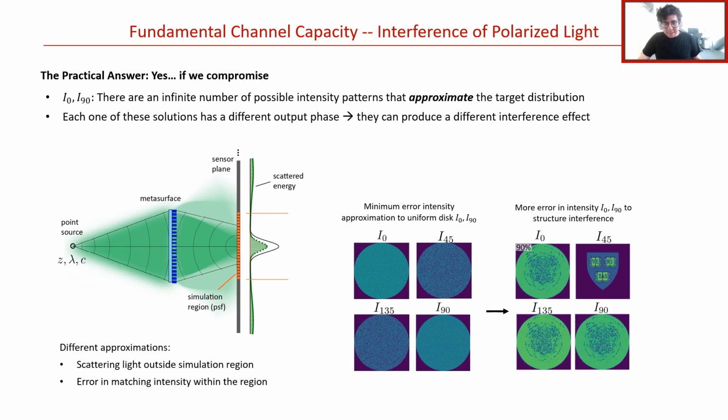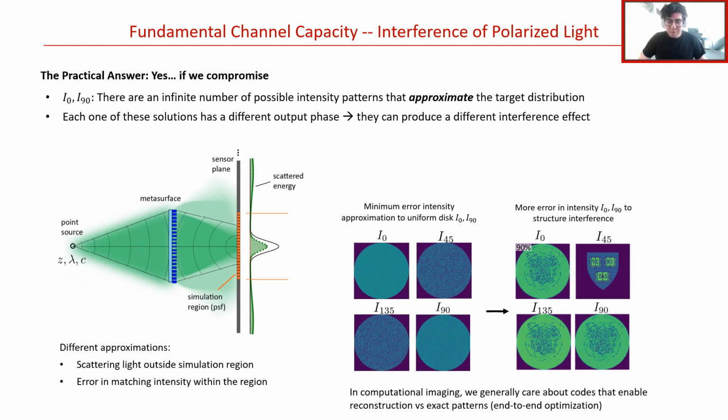So the key idea is that as long as we're able to accept approximate patterns versus exact patterns for intensity, we can increase the channel capacity to 3 instead of 2, thus matching the limit of the equivalent spectral coding method when using a Bayer filter mosaic. In general, this is acceptable because in computational imaging, and especially end-to-end design, we only really care about learning optical codes that enable performance for some reconstruction task versus producing any particular exact set of patterns.